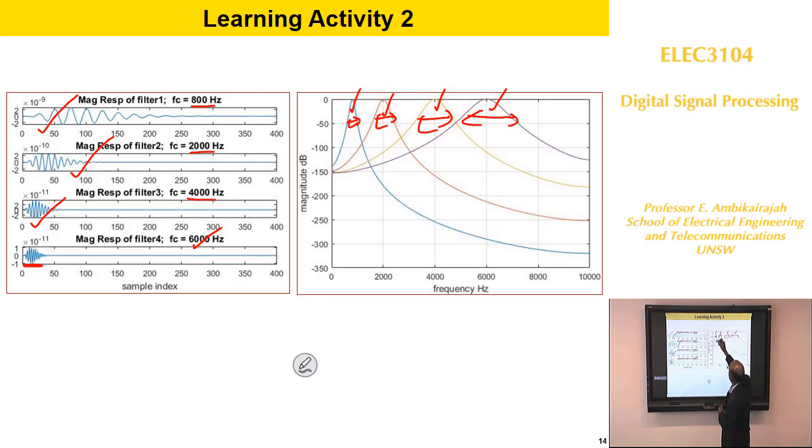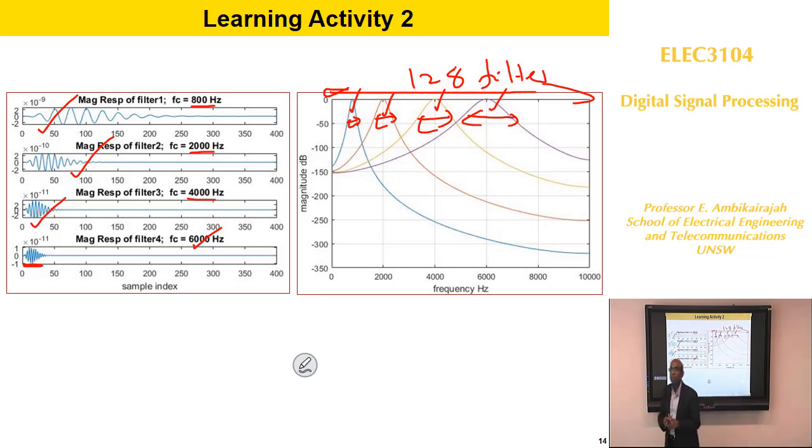For low frequency, the bandwidth is smaller because you need to resolve the pitch. In order to exactly determine the pitch, the bandwidth has to be smaller. And you can implement, this is only 4 filters, if you want a spectrum analyzer, you can have 128 filters. That means 128 impulse responses for 128 bandpass filters.